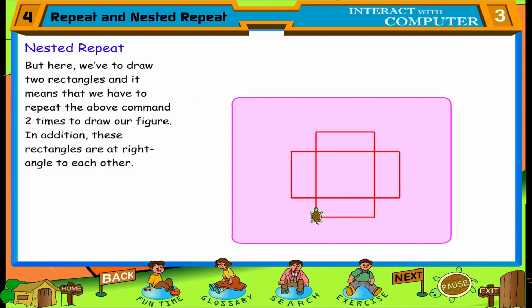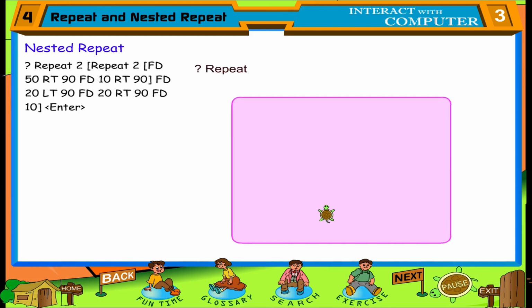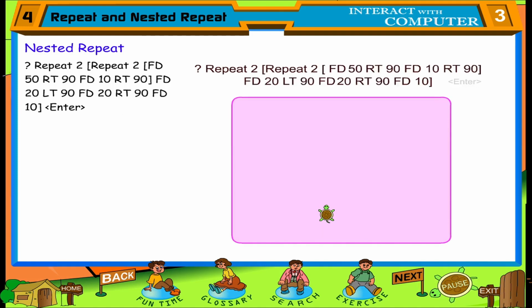In addition, these rectangles are at right angle to each other. So we will write repeat 2, then put a square bracket, write repeat 2, give another square bracket and write FD50, RT90, FD10, RT90. Close the first square bracket. Then continue with FD20, LT90, FD20, RT90, FD10, close the second square bracket and press enter.